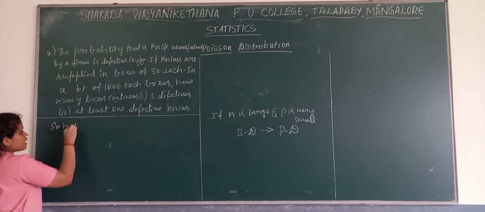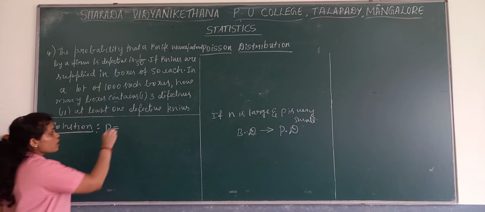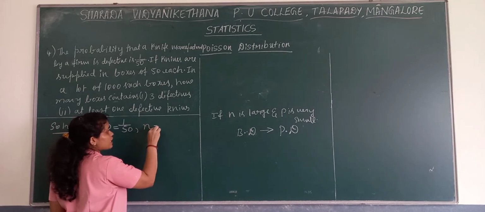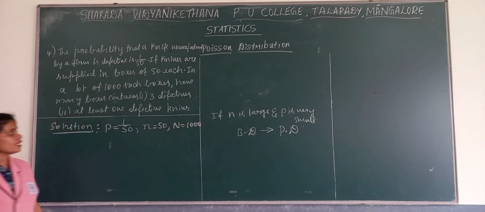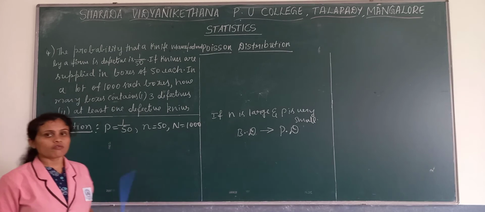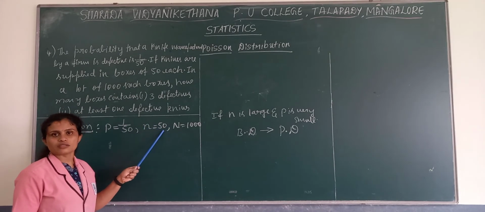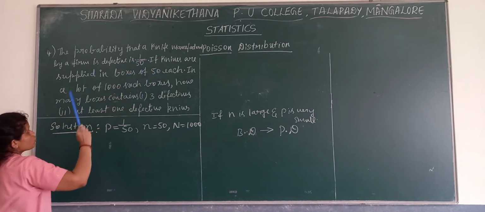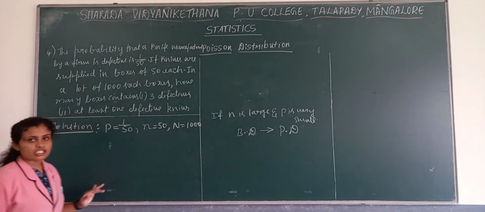See, here easily we can identify p. What is p? 1 out of 50. It is a very small proportion, 1 by 50. And n we can identify, that is 50, and also capital N, that is 1000. Easily the proportion they have given, 1 out of 50, then q is 49 by 50. That is not necessary. It is a very small proportion and mainly n is very large. So this is a binomial distribution problem.